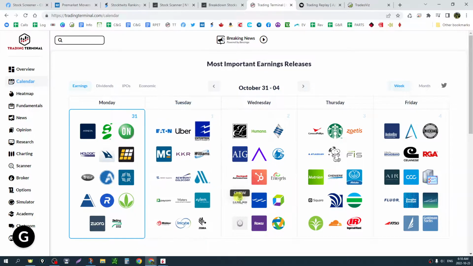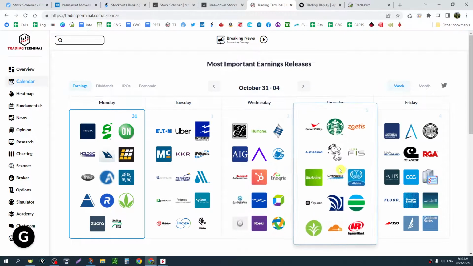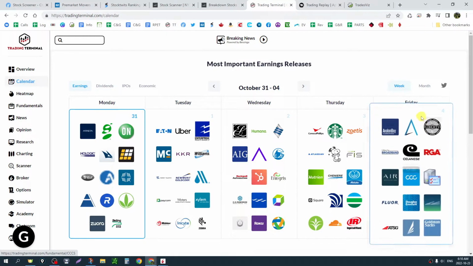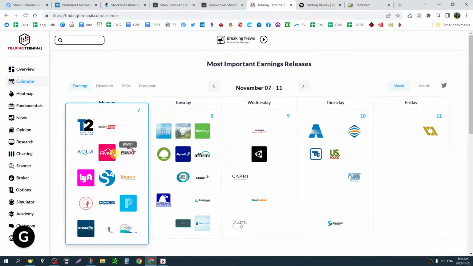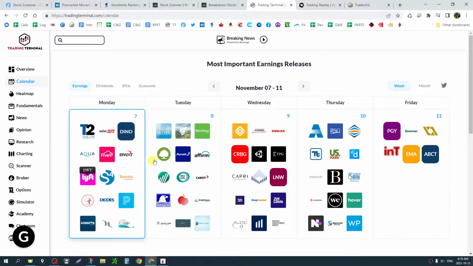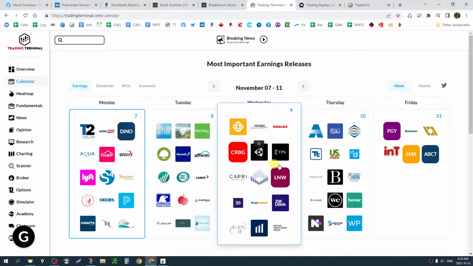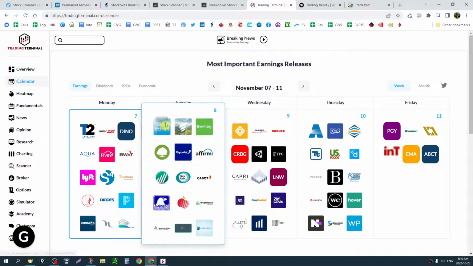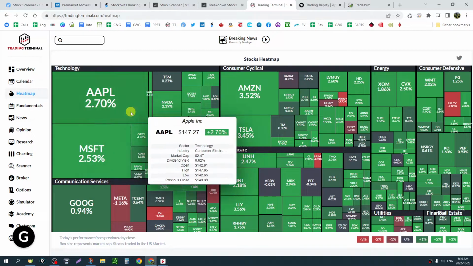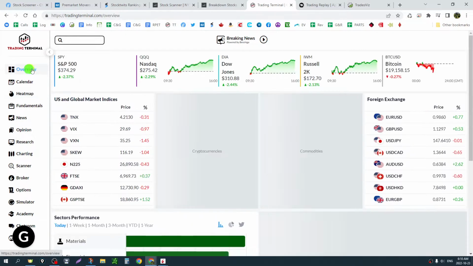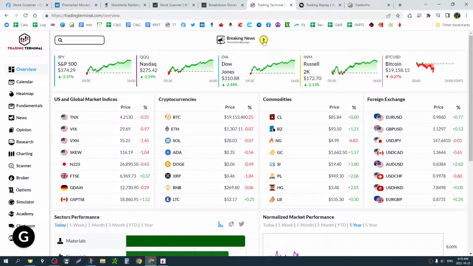I really don't pay too much attention to earnings, but I thought some other big companies were reporting coming up. Anyway, so that's really helpful. They got the heat map. Look at that, everything was green. The overview. So overview, I have the breaking news.